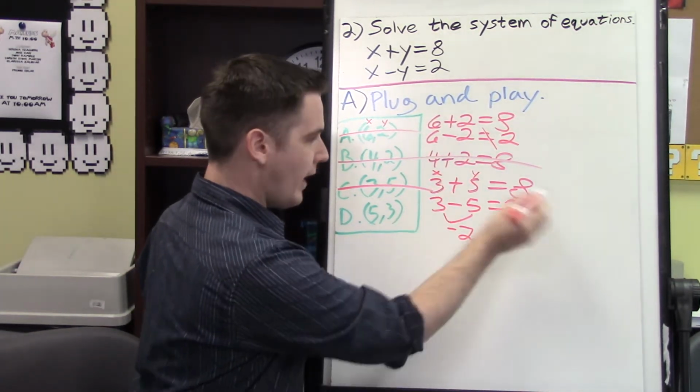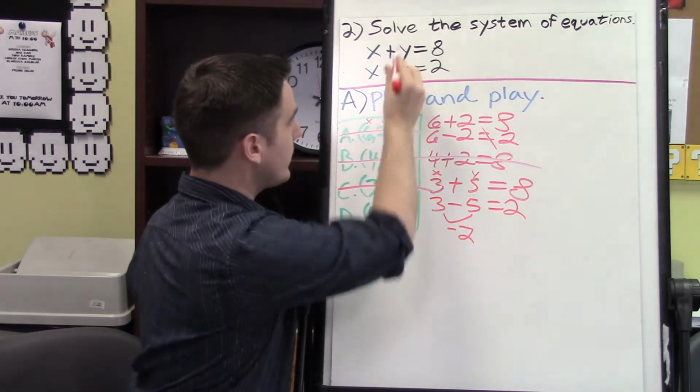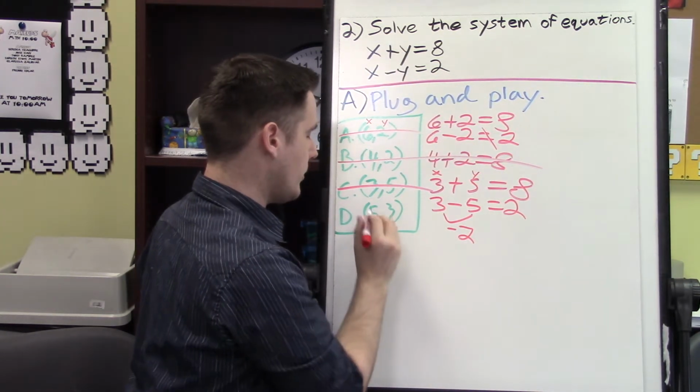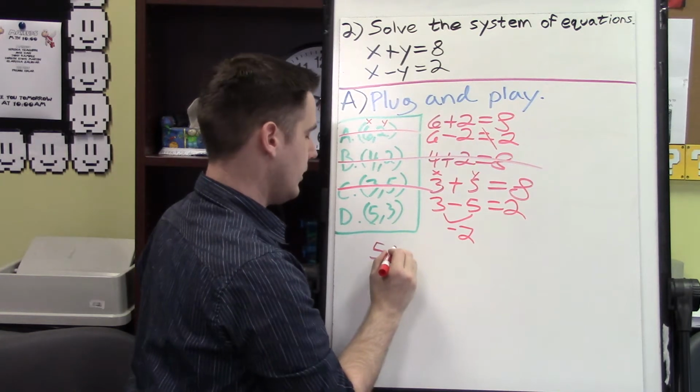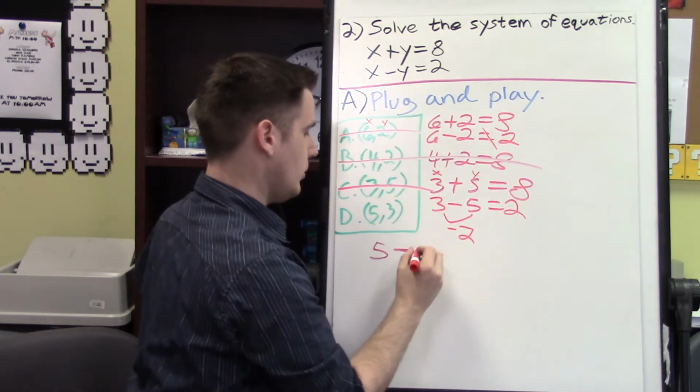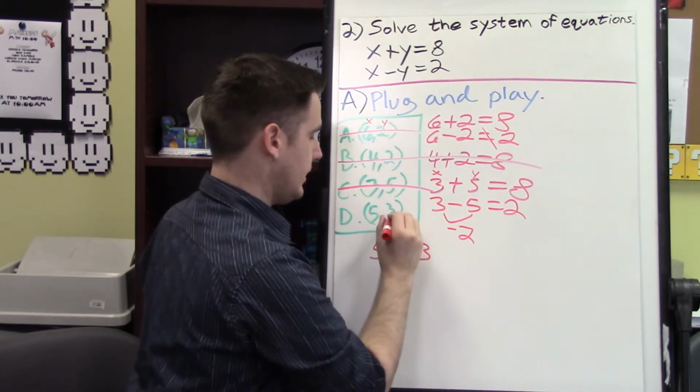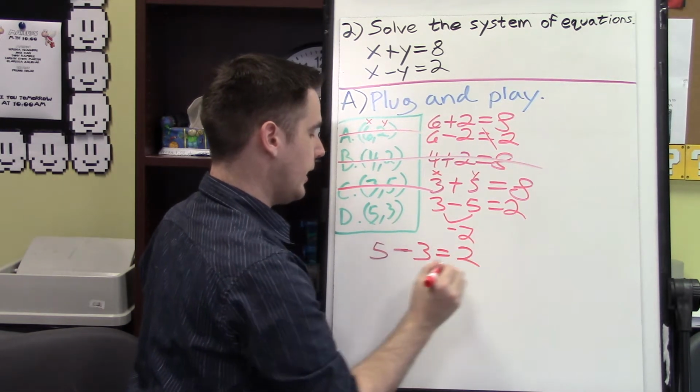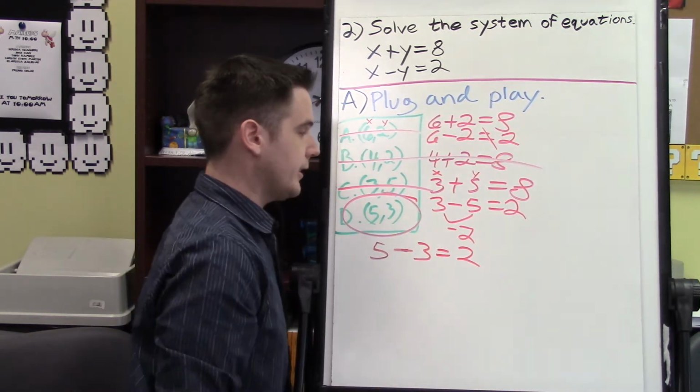We already know that 5 plus 3 is going to get 8, so we know it'll work with the first equation. Let's try it with the second one. x minus y, where y is 3, equals 2, and that works, so D is our answer.